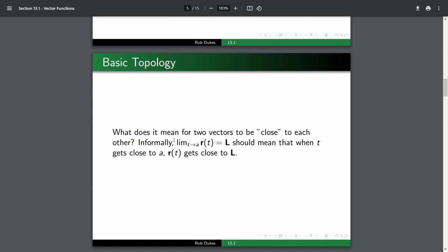But I want to come up with the one that makes the most sense for us. So, we're saying limit as t goes to a of r of t equals L. What that means is that if t, the time, is close to some specific time a, then the vector we get when we plug in t should get close to some specific vector L. So let's draw a picture for that. Let's say the L vector is right here. And I'm using the arrow because L is a vector. Remember, the input t is a scalar, but the outputs are all vectors.